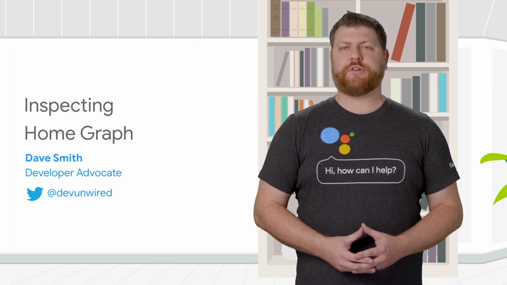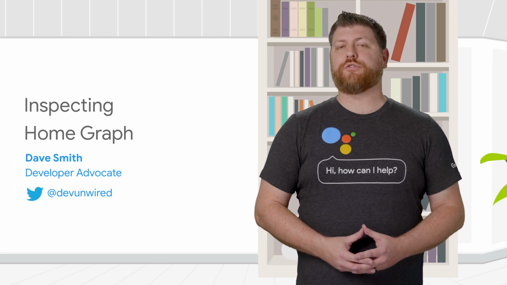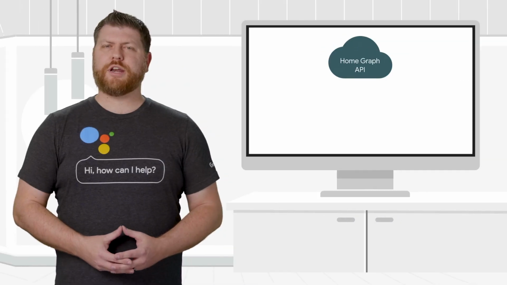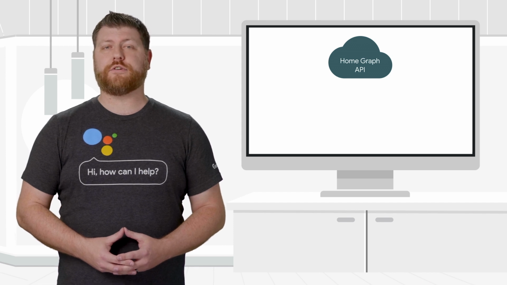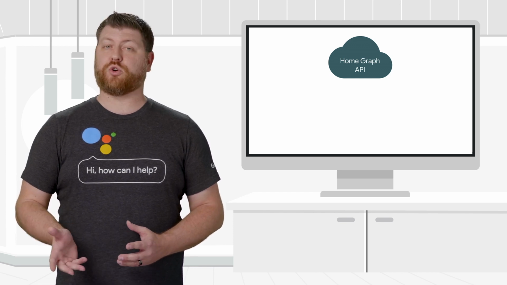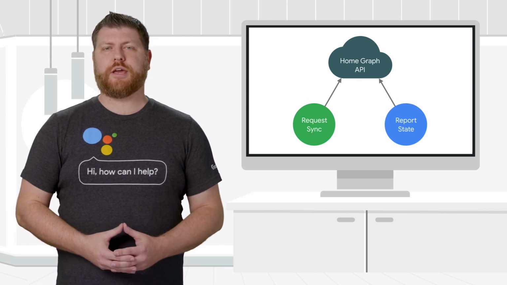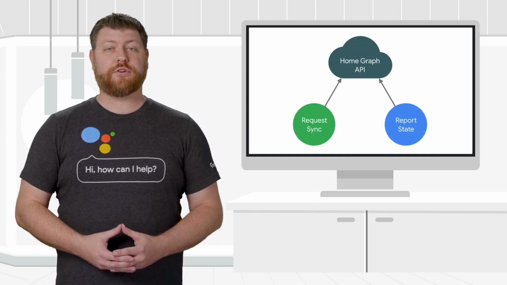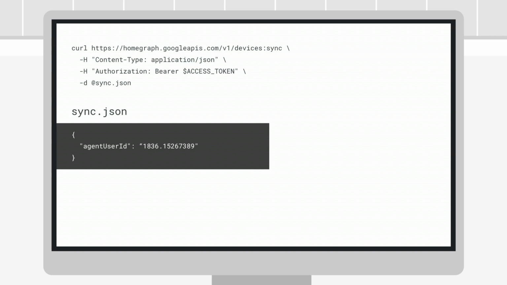In today's AOG Pro Tip, I'll show you how to use the Home Graph API to debug state problems in your smart home integration. You may already be familiar with the Home Graph API as the backbone for two critical features in every smart home integration: request sync and report state. But did you know that you can also use the API to verify the data you send to Google for each device?